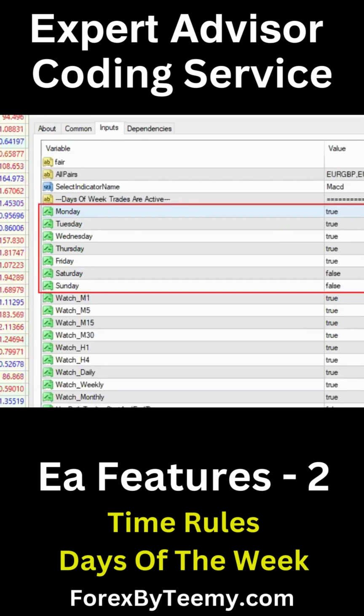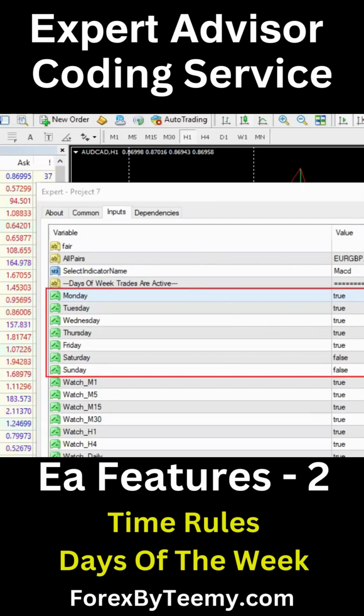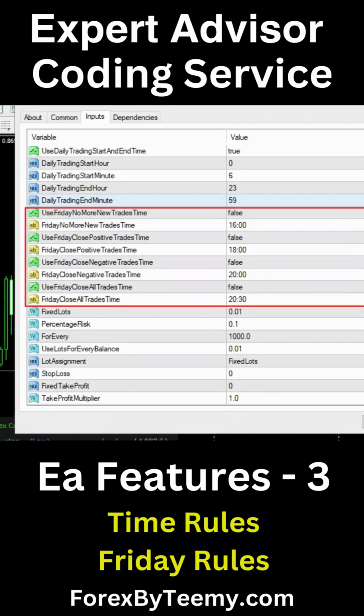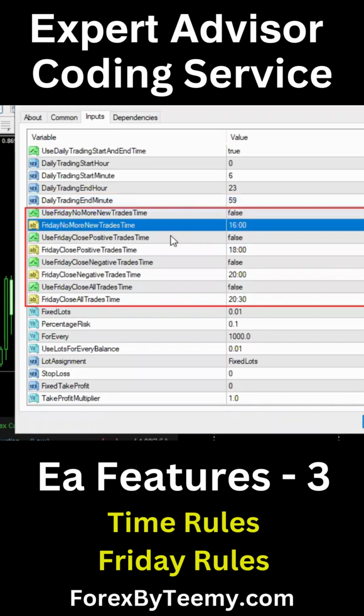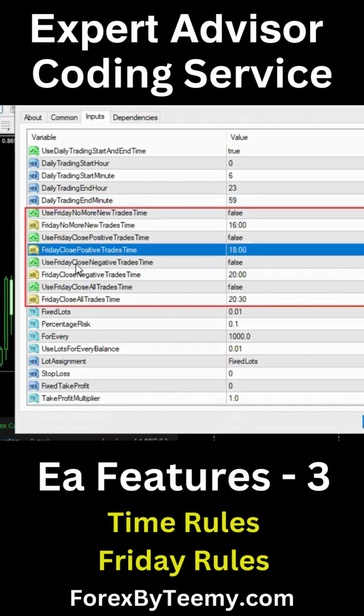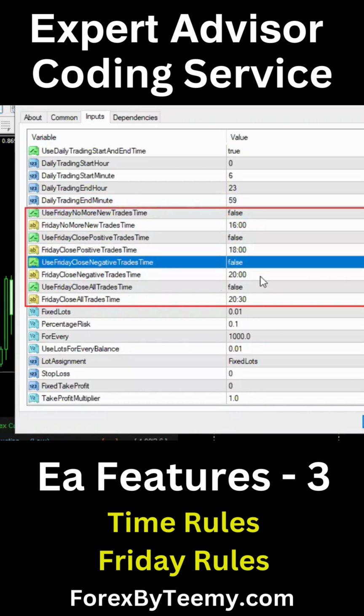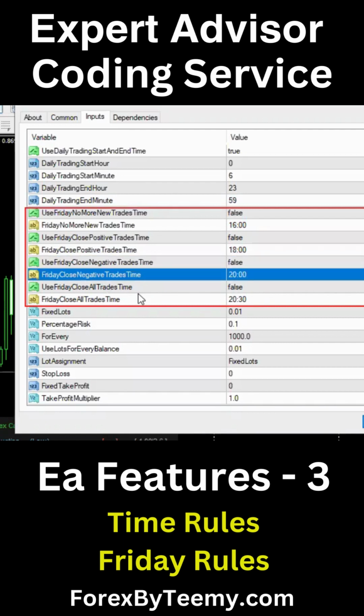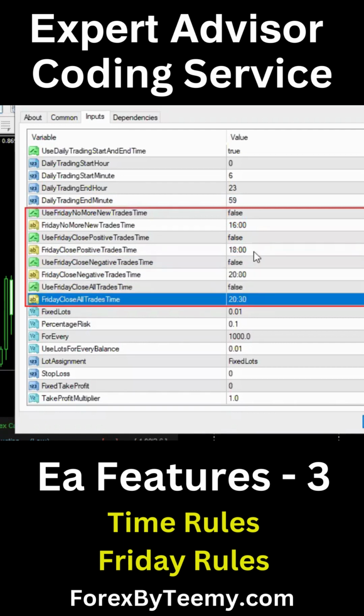As I said, for a particular day you need to place trades on those days, or those Friday rules. So if, let's say, on Friday you don't want any more news, this will be the time. True or false, and at this time it will close all trades. Also for Friday, positive trades: by this time close all positive trades, and you can also close negative trades at this time. This will close any other trade whatsoever at this time. This also allows you to not carry the trade over to the weekend.